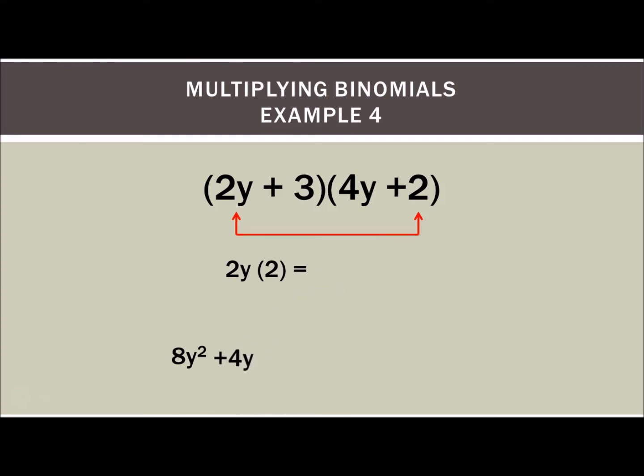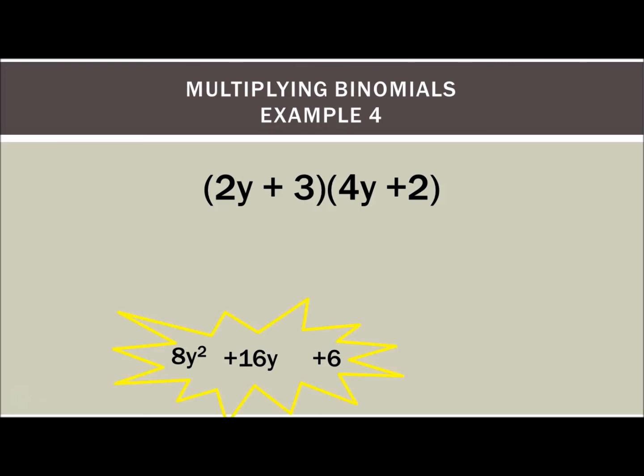Okay, now let's go into the 3. So 3 times 4y will give me positive 12y. So we're going to bring that down. And then 3 times 2 will give me 6. So I'm going to go ahead and bring 6 down. Okay, now let's go ahead and combine like terms. So again, look at the middle term right there. And we're going to see that 4y and 12y can be combined. So if we combine those together, that becomes 16y. So your final answer is 8y squared plus 16y plus 6. So that is the lesson for multiplying monomials and binomials.